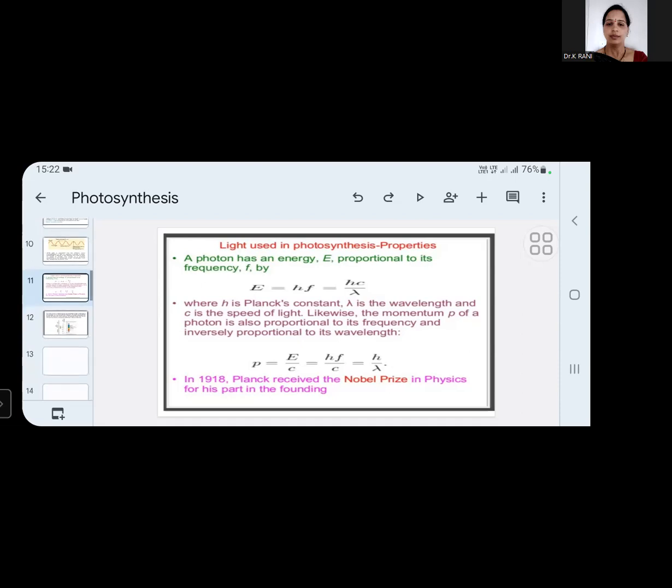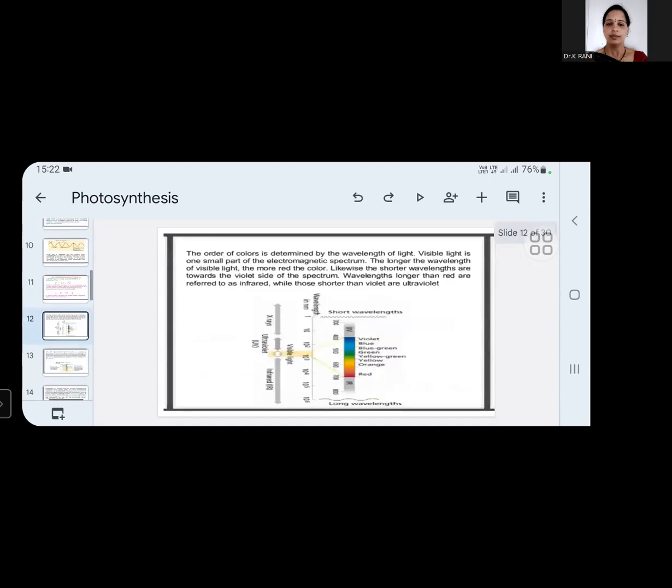These are also the wavelengths: violet to blue, green, yellow, orange. These all are in the action spectrum. We'll see the different color variation, the different wavelengths of visible light. So that is the complete absorption and action spectrum.